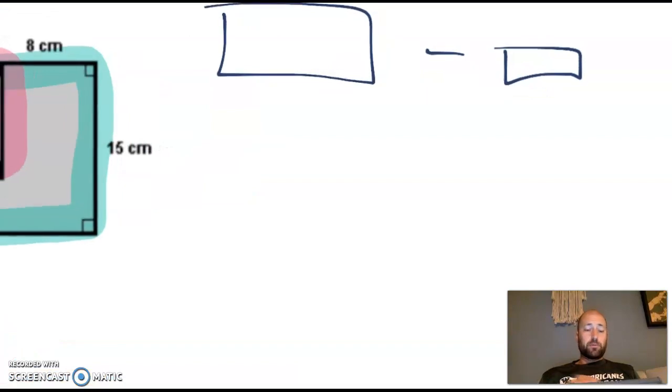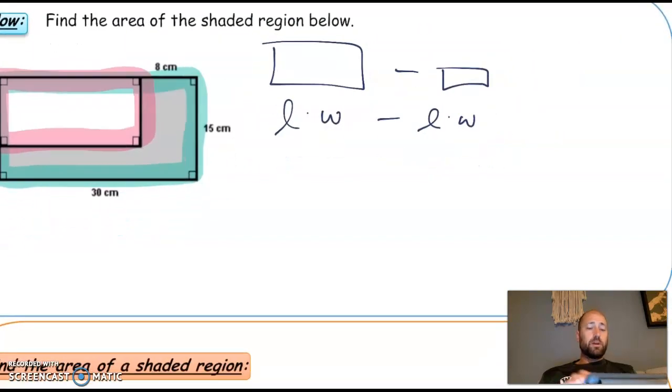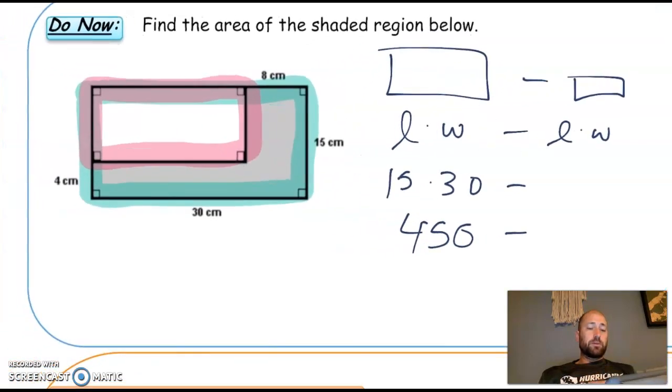I'm still going to write down the formulas if I need them. Length times width minus length times width. I'm going to plug in the numbers. The large rectangle is 15 times 30, which is 450. The small one, well, I'll do a little bit of work. It's 30 all the way across. There's that 8, so this part has to be 22. It's 15 from the top to the bottom, so there's 4 there. That shows that there needs to be 11 remaining.